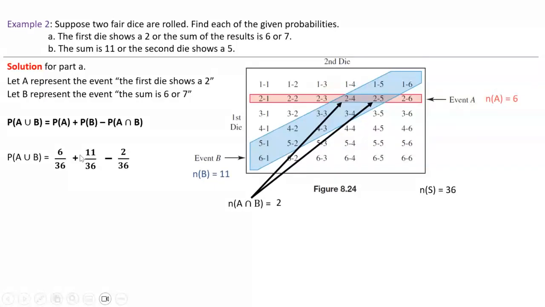So 6 plus 11 is 17. 17 minus 2 will give us 15. So the answer will be 15 over 36, and this can be reduced to 5/12. So the answer will be 5/12.